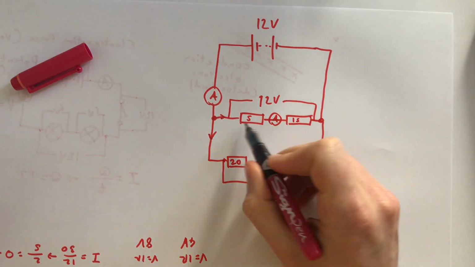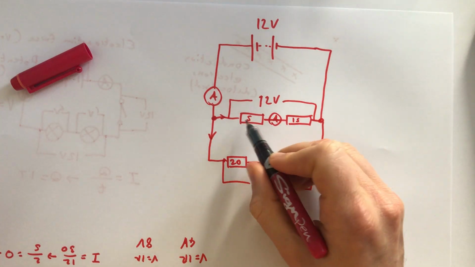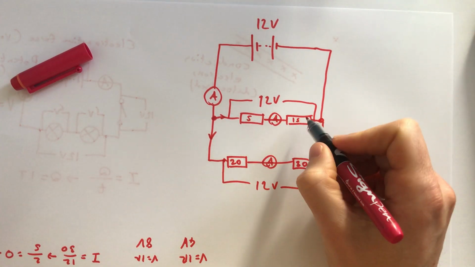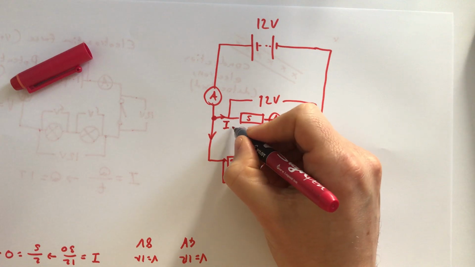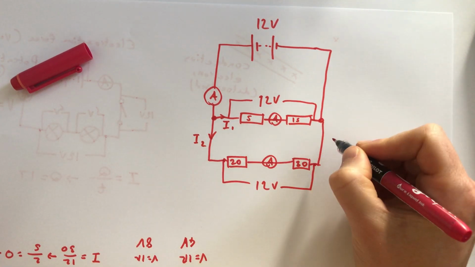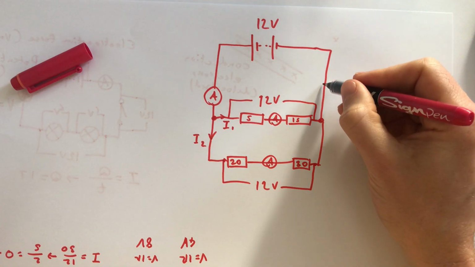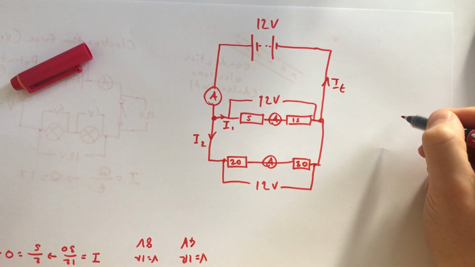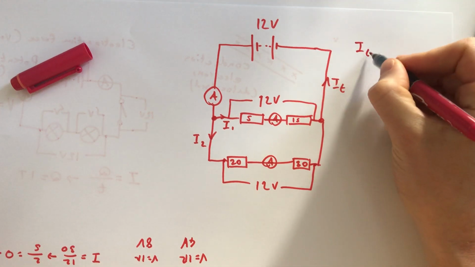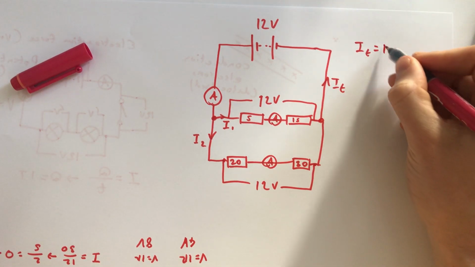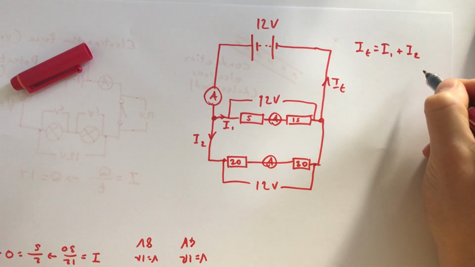We are going to get a larger current up here because there's less resistance. And what we can do is figure out this current here. So we'll call that I1, we'll call this I2, and they travel around here, get back to here, and join together. So maybe call this IT. So we could say that IT is equal to I1 plus I2.